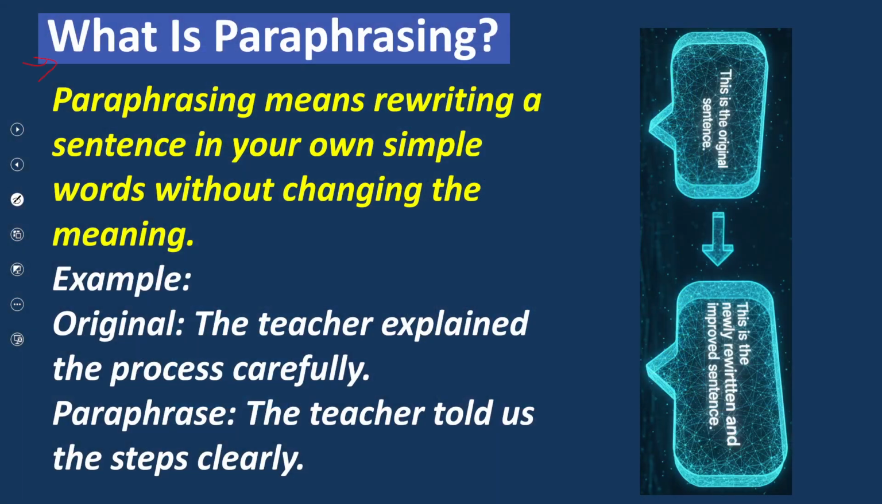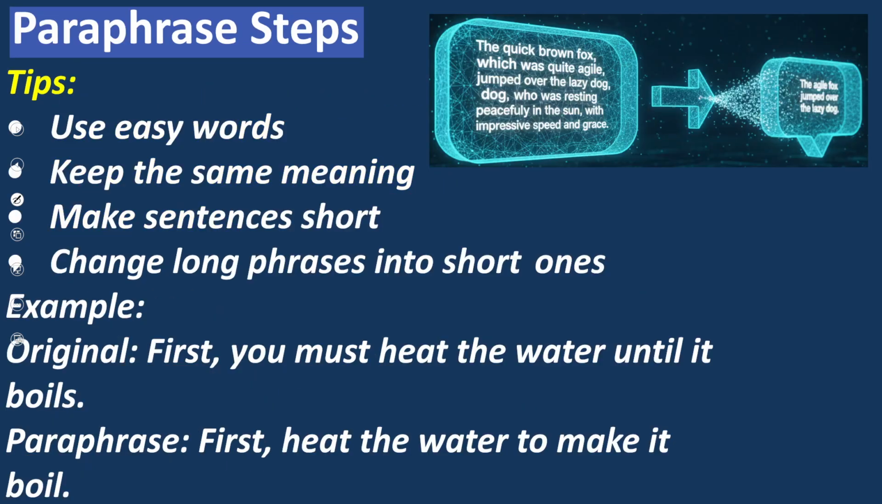What is paraphrasing? Paraphrasing means rewriting a sentence in your own simple words without changing the meaning. Example, look at this. Original: the teacher explained the process carefully. Paraphrase: the teacher told us the steps clearly. This is called paraphrasing. Now, move to the next slide.